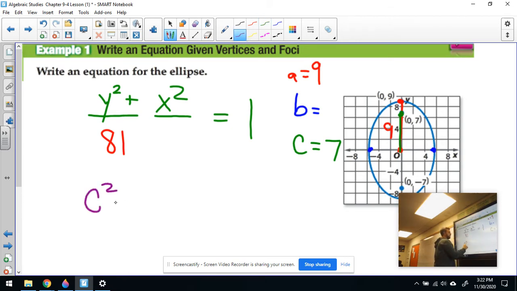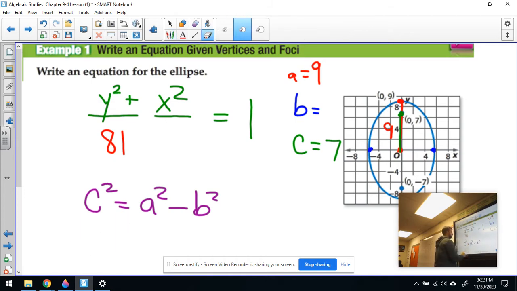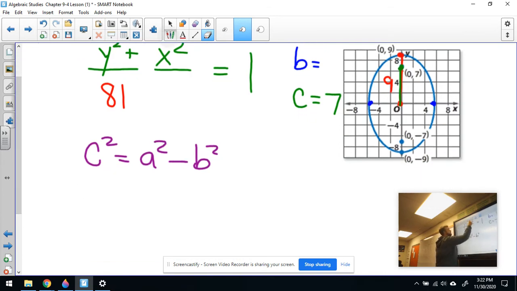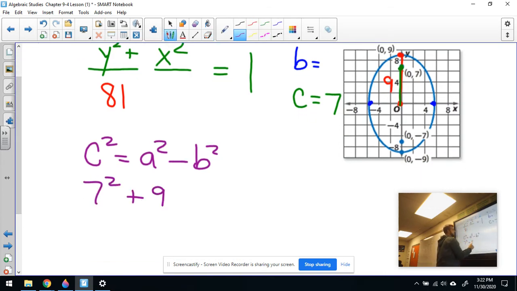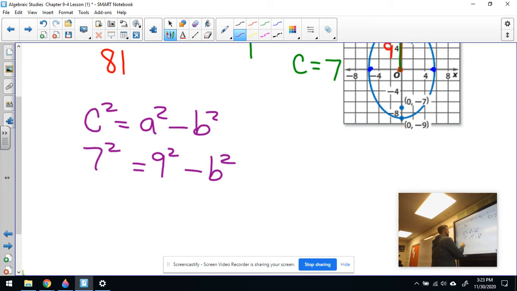So c squared is equal to a squared minus b squared. I know what c squared is. I'll do an extra step: 7 squared is equal to 9 squared minus b squared. I don't have any idea about b, but I know that c is 7, and I know a is 9. So now I'm actually going to square these numbers, and I get 49 is equal to 81 minus b squared.